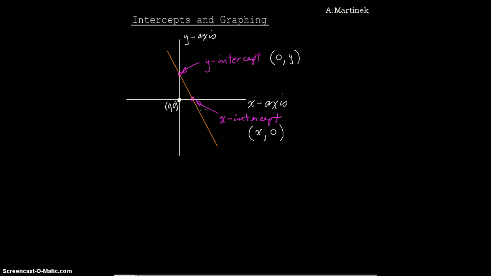We can use the idea that at the y-intercept, x is equal to 0, and at the x-intercept, y is equal to 0. We can use that idea to find the intercepts. So let's do that with an example.